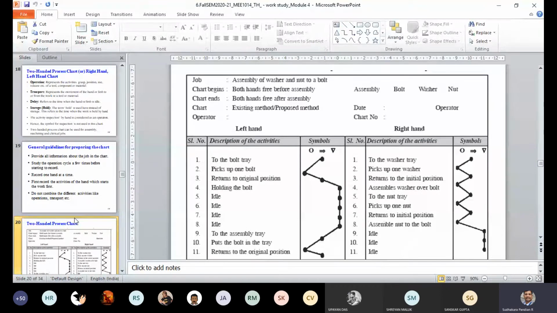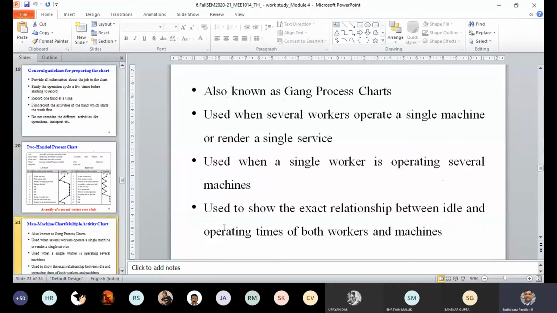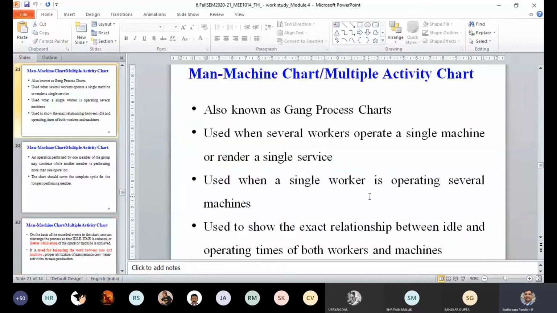So now we'll move on to the next chart. Man-machine chart or multiple activity chart. It is also known as gang process chart. So you can have multiple operators or multiple machines. In this example, I have taken one operator with multiple machines. This is the man-machine chart, otherwise called the multiple activity chart.